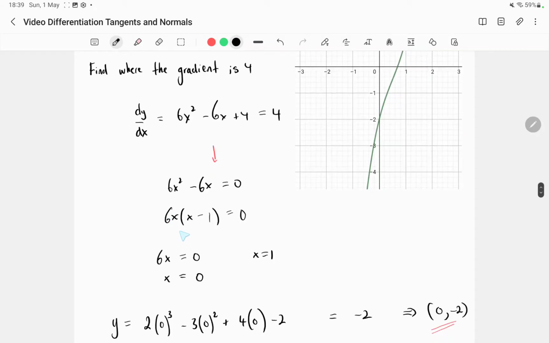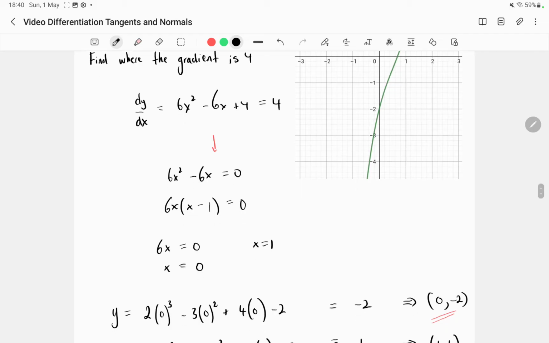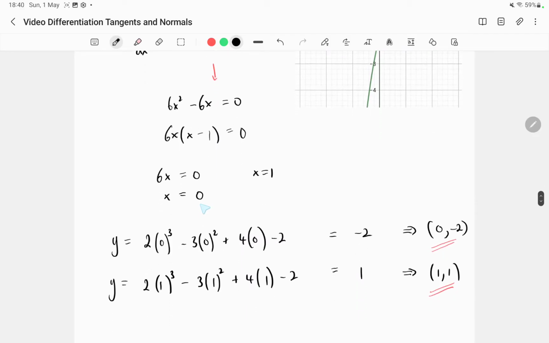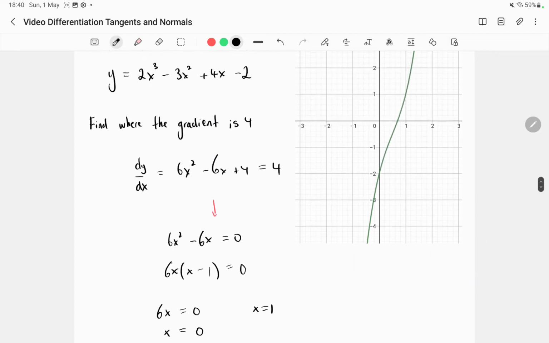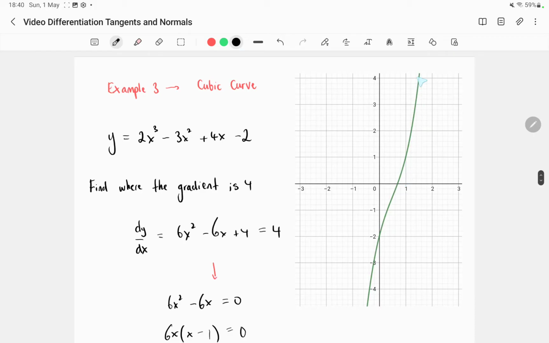So this quadratic just factorizes by taking out a common term, take out 6x. Then that means 6x is equal to 0, so one of our solutions is x is 0. Or the bracket here, x minus 1 is equal to 0, so the second solution is x is 1. So whenever x is 0 and whenever x is 1, on that curve we will get a gradient of 4. Let's find the corresponding y values by plugging x is 0 and x is 1 into our original curve. So plugging 0 into our original curve and plugging 1 into our original curve gives us the two coordinates. So these are the two coordinates on this curve that will give a gradient of a tangent of 4.